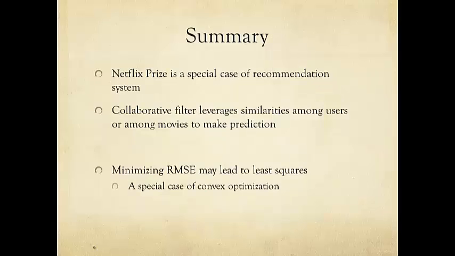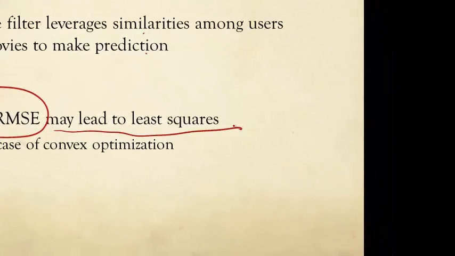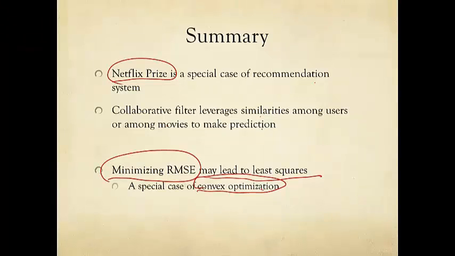So that's the end of this longest lecture in the entire course. We looked at the Netflix prize, a very interesting scientific story, as a special case of recommendation system. In particular, we looked at how collaborative filtering leverages similarities among users, or, as in our example, among movies, to enhance the accuracy of prediction, say measured by root mean square error. And if you indeed minimize root mean square error, which you don't have to, as we saw, this will often lead to a least squares problem, which is a special case of convex optimization that we'll see over and over again in the course. This is just a very brief terminology introduction on convexity today.